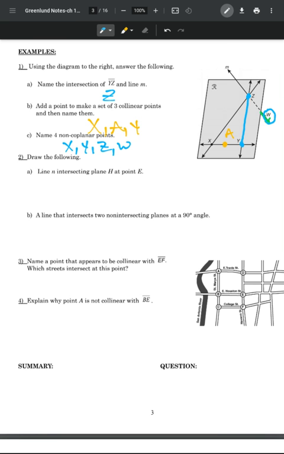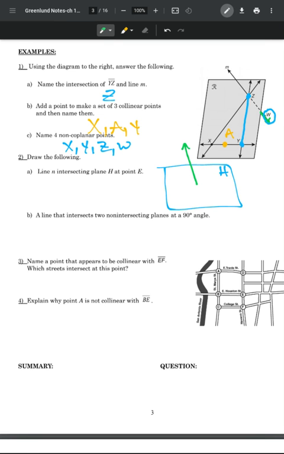Number 2, draw the following. A, line N intersecting plane H at point E. So the first thing I like to do is create our plane. So in the first example, it was plane R, but we can go ahead and draw plane H. And I'm just going to call it H up here in the top right. And then we need to find line N intersecting plane H.